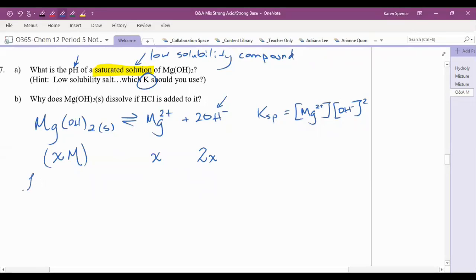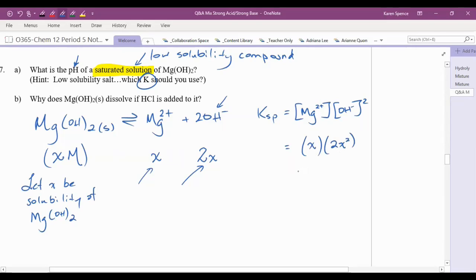So I'm going to say let x be the solubility of Mg(OH)2. And that means that we have x for Mg and 2x for hydroxide. So our Ksp then is going to be equal to x times (2x) squared.